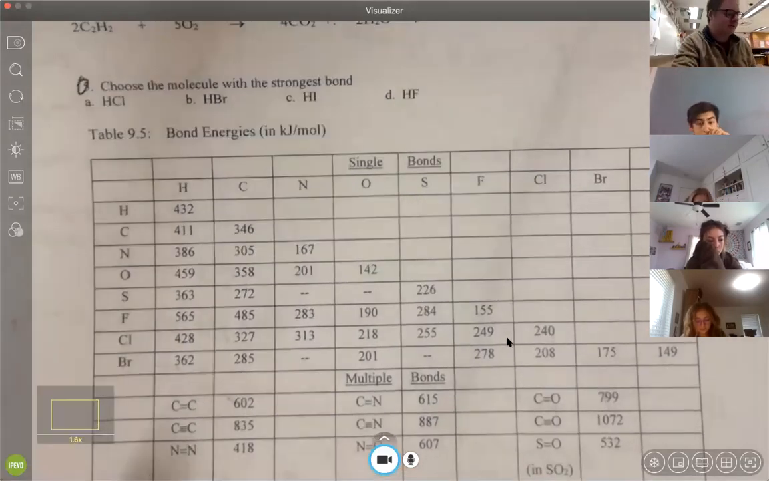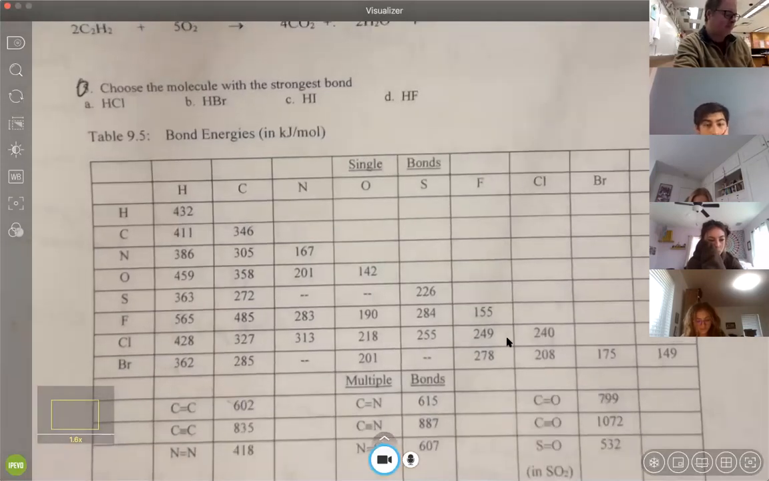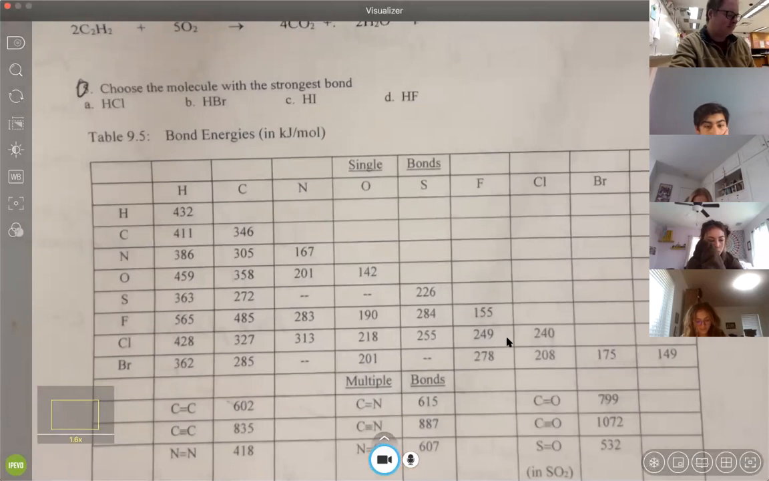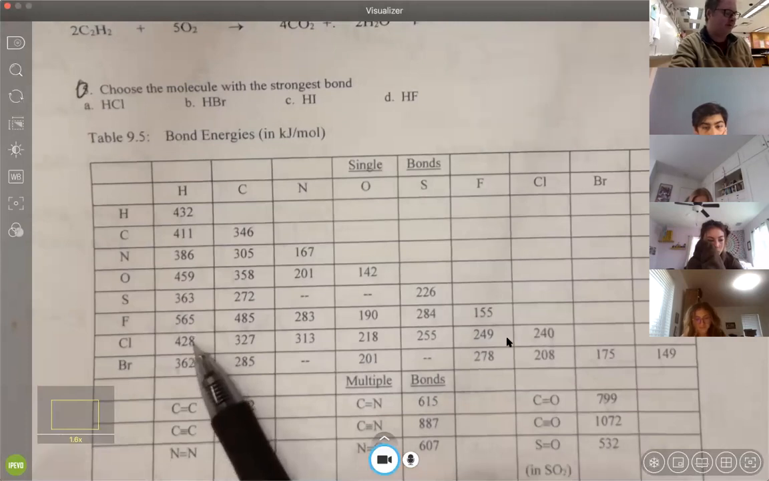Now let me ask you this. Notice fluoric is the highest, chloric is lower, bromic is less. Where do you think iodic would be?